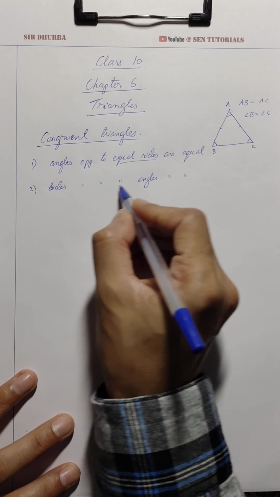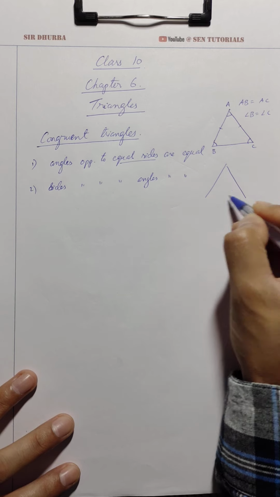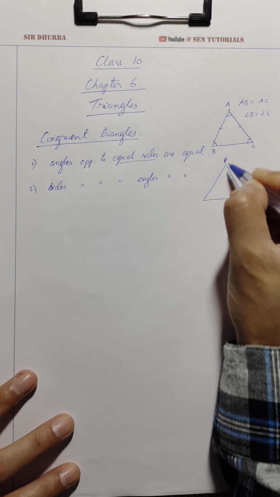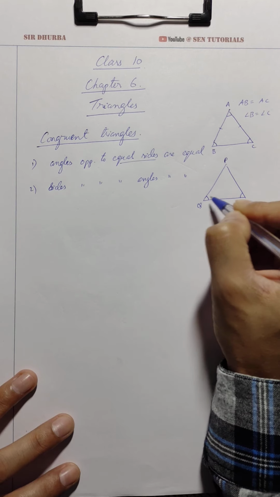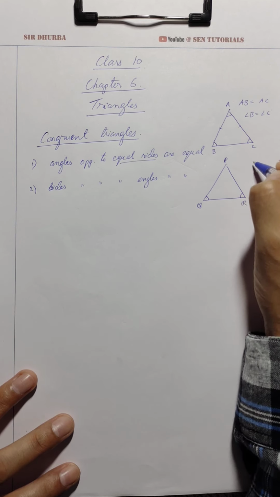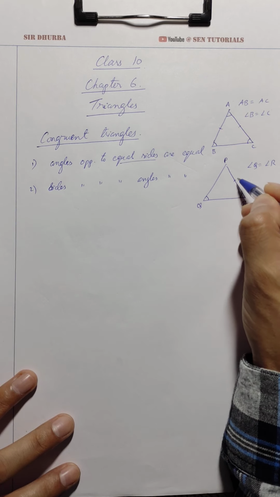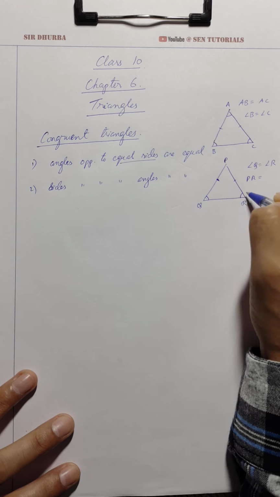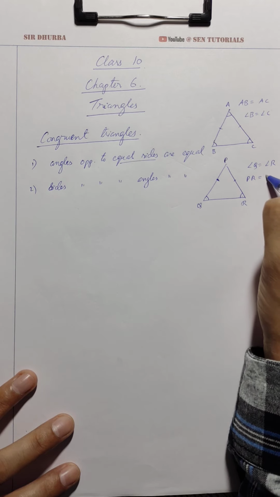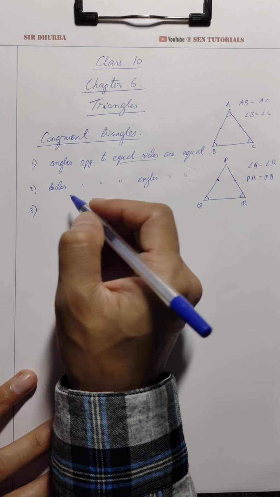And this one, sides opposite to equal angles are also equal. So similarly, in another triangle, let's say PQR, if the angles are equal, if angle Q is equal to angle R, then the side opposite to these angles, that is PR, is also equal. So opposite to this angle, it is this side PQ. So that's what it meant. This is just a quick recap.